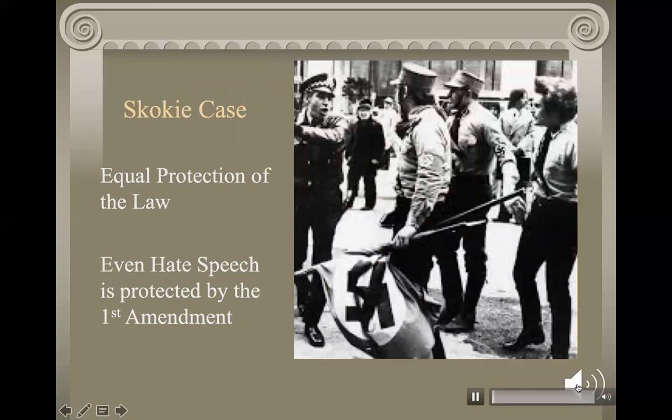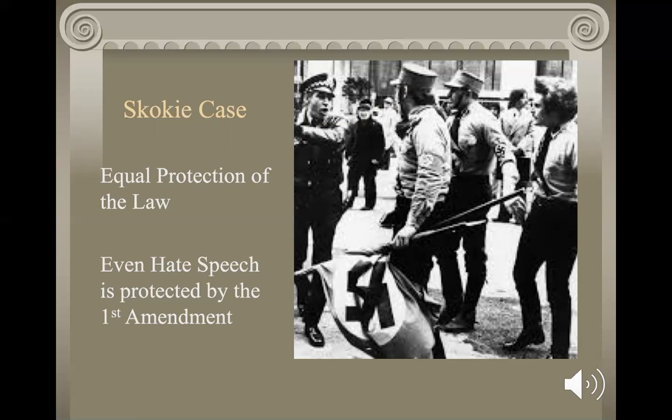One prime example of hate speech being protected, as long as there is no violence, was the Skokie case. So hopefully you look this up with the landmark cases from the Supreme Court. The idea of the Skokie case is equal protection of the law. There was a group of people that believed in the ideals and morals of the Nazi Party. And what they wanted to do is hold a parade through a very majority Jewish neighborhood, basically. They wanted to do that.